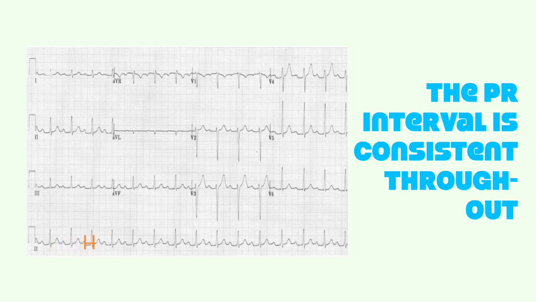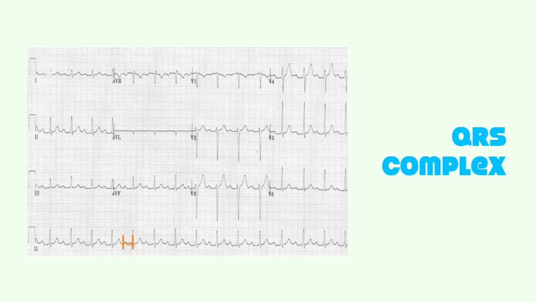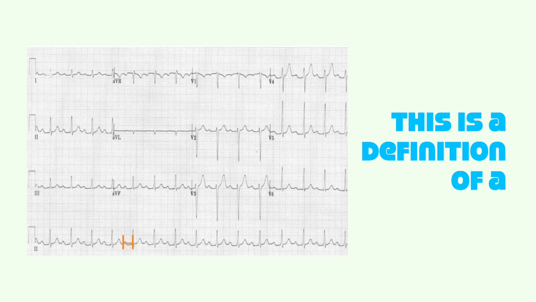The PR interval is consistent throughout the ECG, and each P wave is followed by a QRS complex. This is a definition of a first-degree heart block.